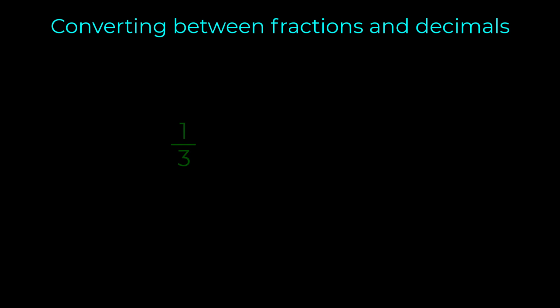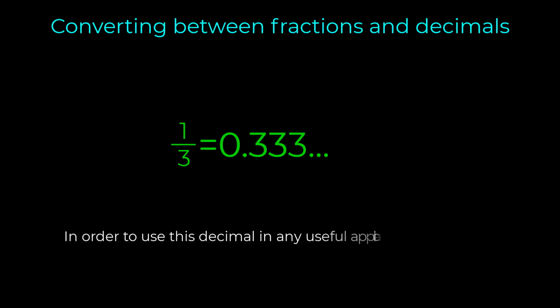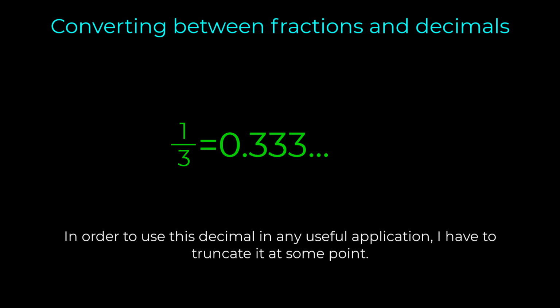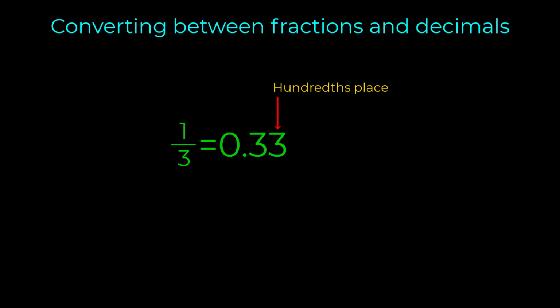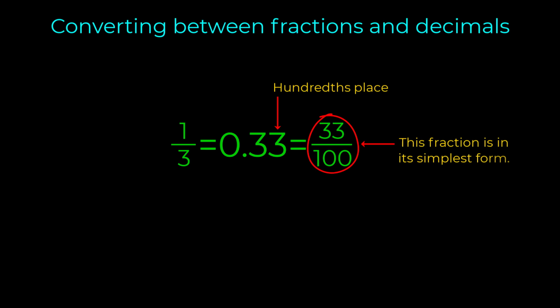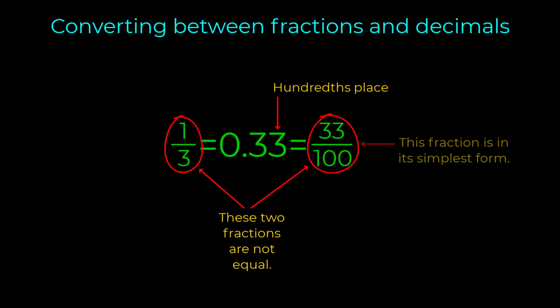Let's try it for 1/3 equals 0.333 ad infinitum. In order to use this decimal in any useful application, I have to truncate the string of 3's at some point. Suppose I decide to truncate this decimal at the first 2 decimal places, that is, taking the decimal out to the hundredths place. Then the fraction is 33/100. As it is written, 33/100 is in its simplest form. But we know that the original fraction was 1/3, not 33/100.